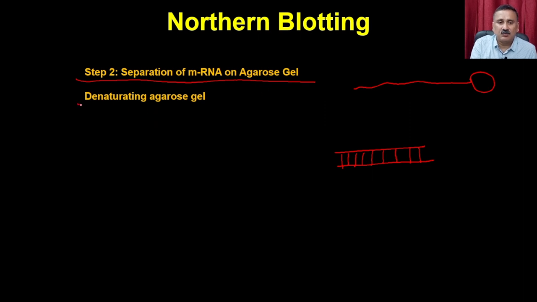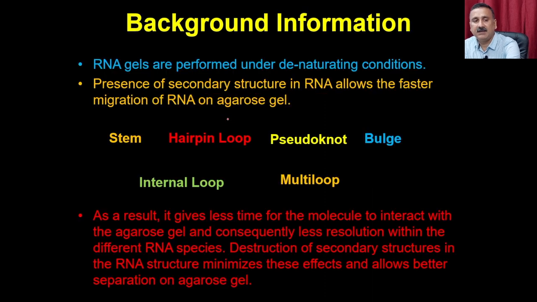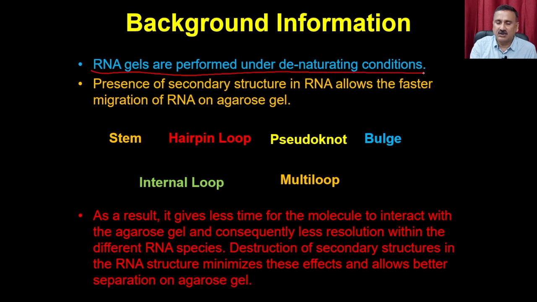Instead you are supposed to run denaturing agarose gels. Now why is there a need to run the denaturing agarose gel? Because RNA gels are performed under denaturing conditions. And why is it so? Because the presence of secondary structure in the RNA allows the faster migration of RNA on the agarose gel.